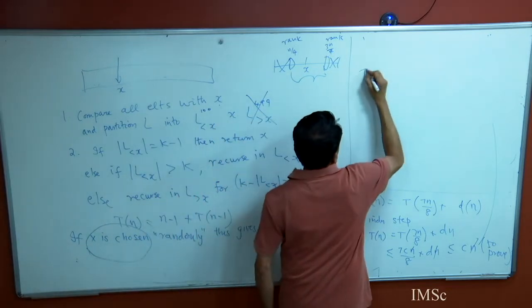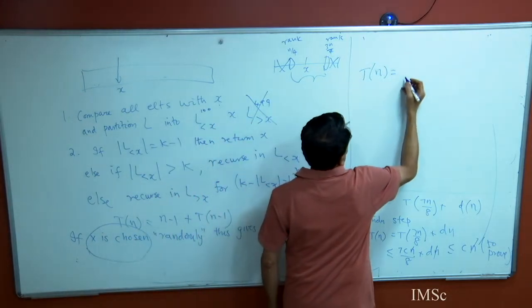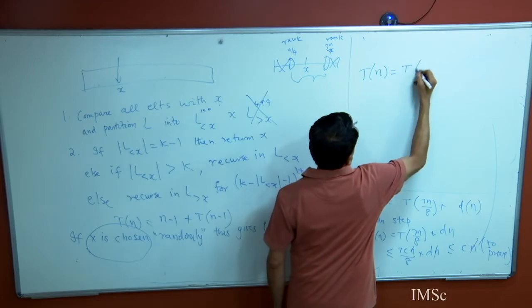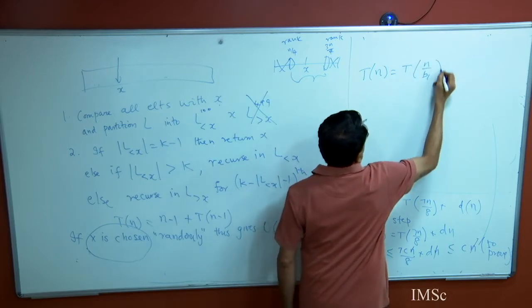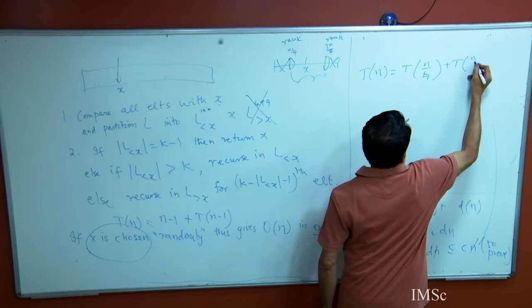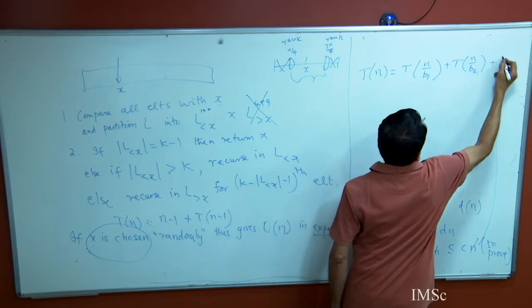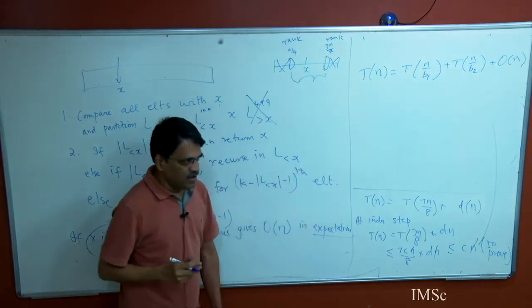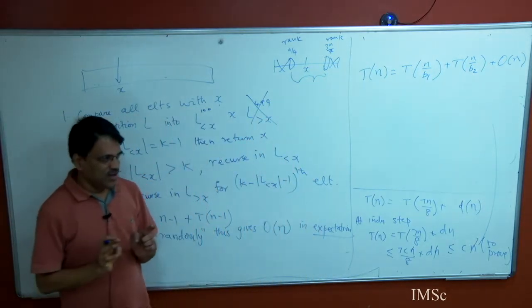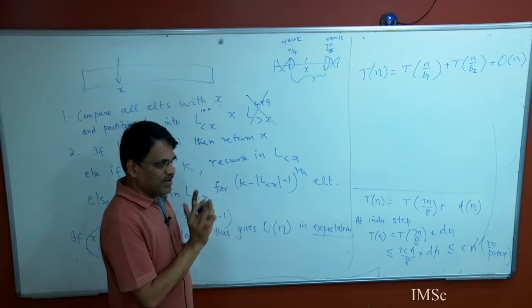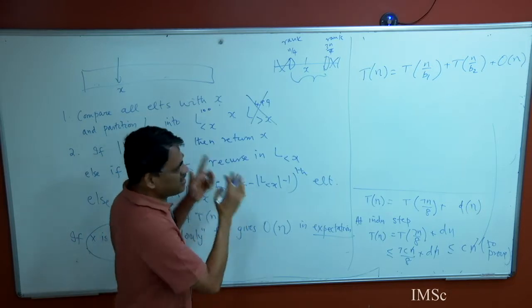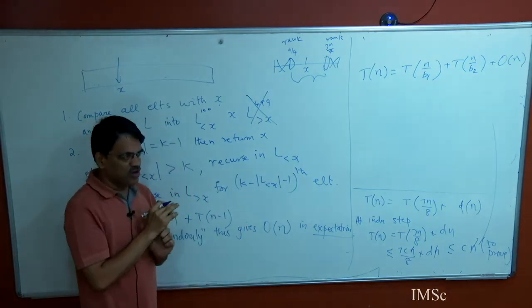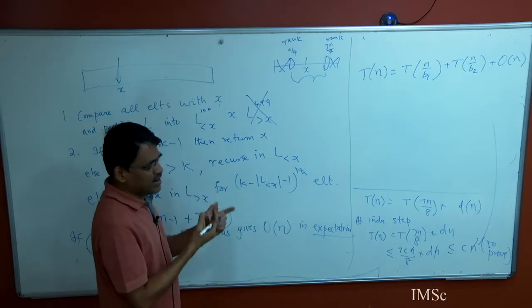We'll have T of n is some T of n by B1 plus T of n by B2 plus O of n. Okay. So I have these two different terms, it's not the same B, so it doesn't fit into the theorem we saw. But let's try and again prove by induction.